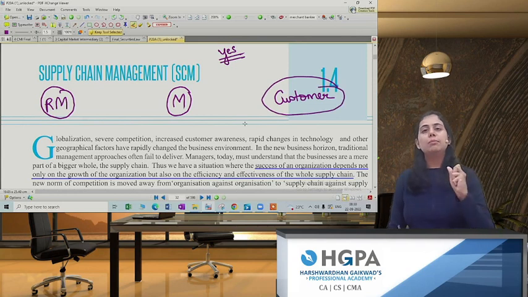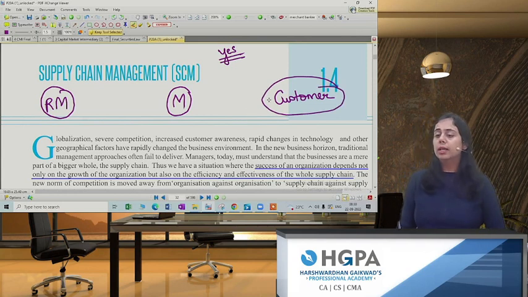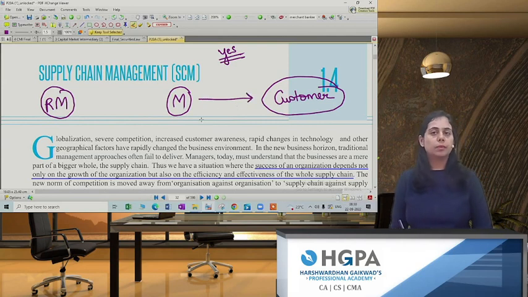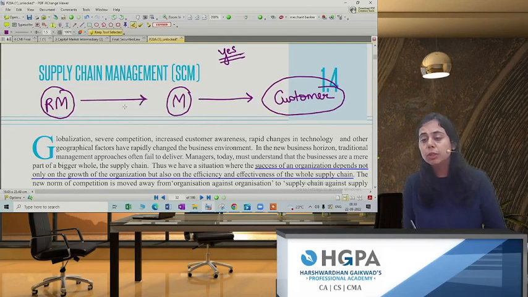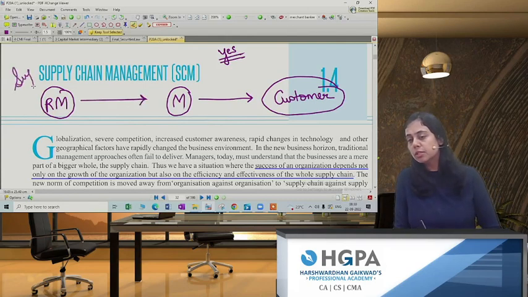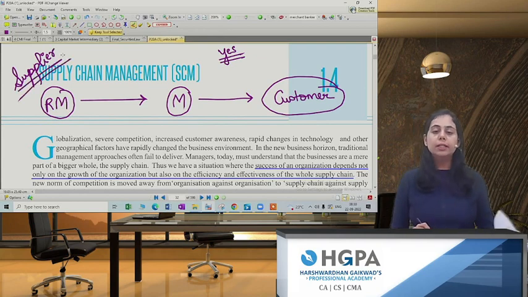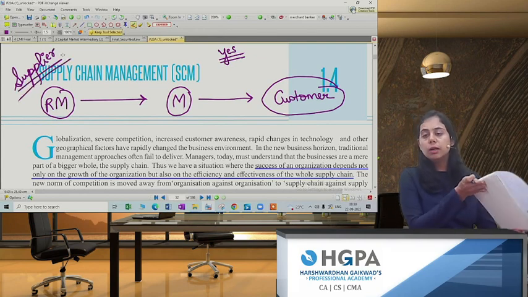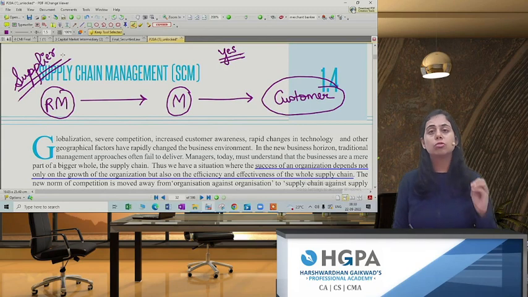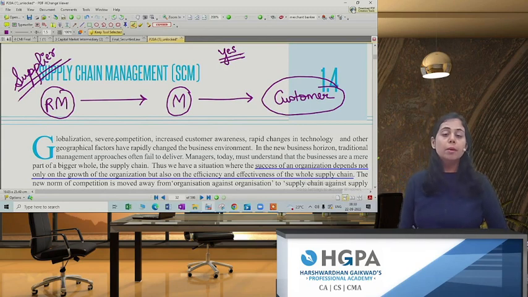So, supply chain management makes sure that the products are delivered to the customer. But the process will always start from the raw material. That is, the process will always start with the supply. Is it very important for the company to choose a very good supplier who supplies raw material on time? Yes, ma'am. Because if the raw material comes on time, then only the manufacturing process will start.